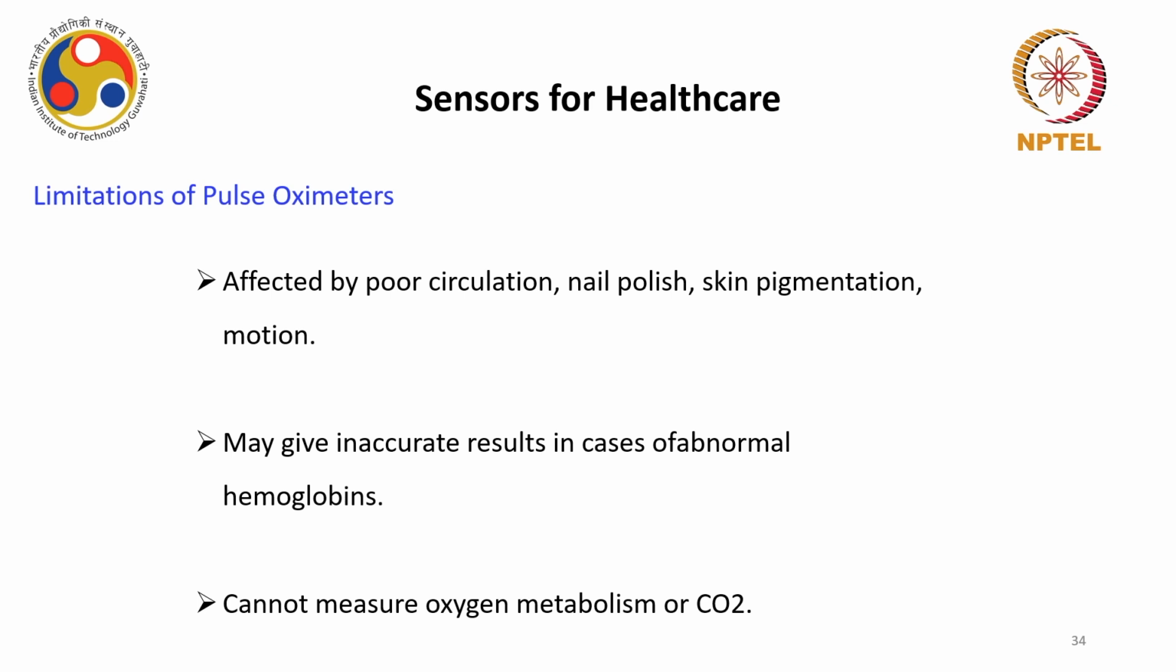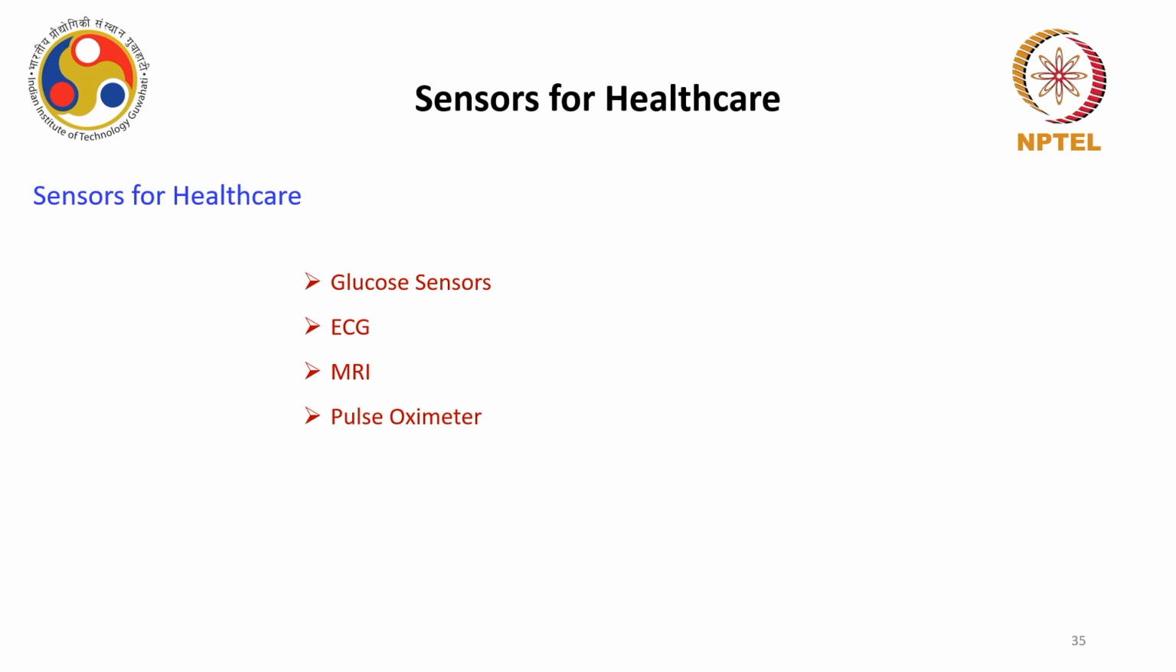However, they have certain limitations, like they are affected by poor circulation. If you have skin pigmentation, or you have nail polish, it may get distracted, and its result can sometimes be erroneous. They may give inaccurate results in case of abnormal hemoglobin conditions, and they cannot measure oxygen metabolism, or give you CO2 concentration. So that's all about the pulse oximeter.